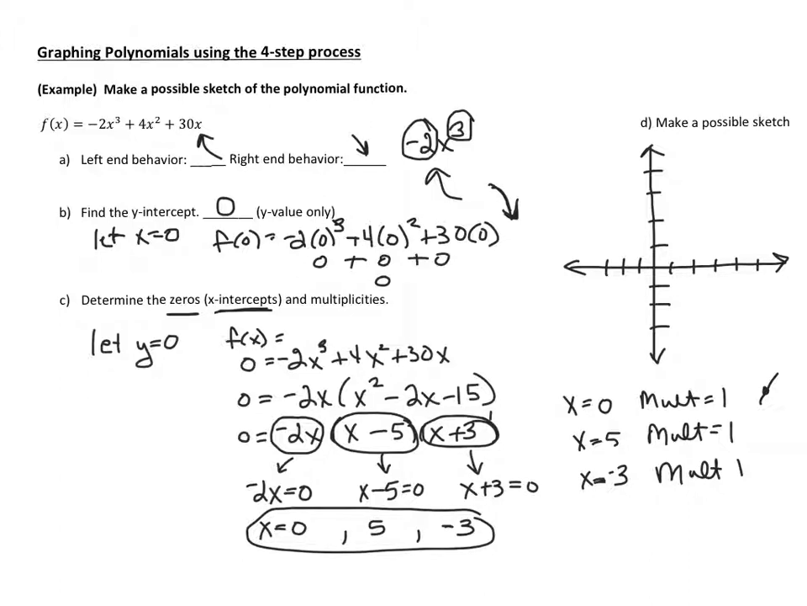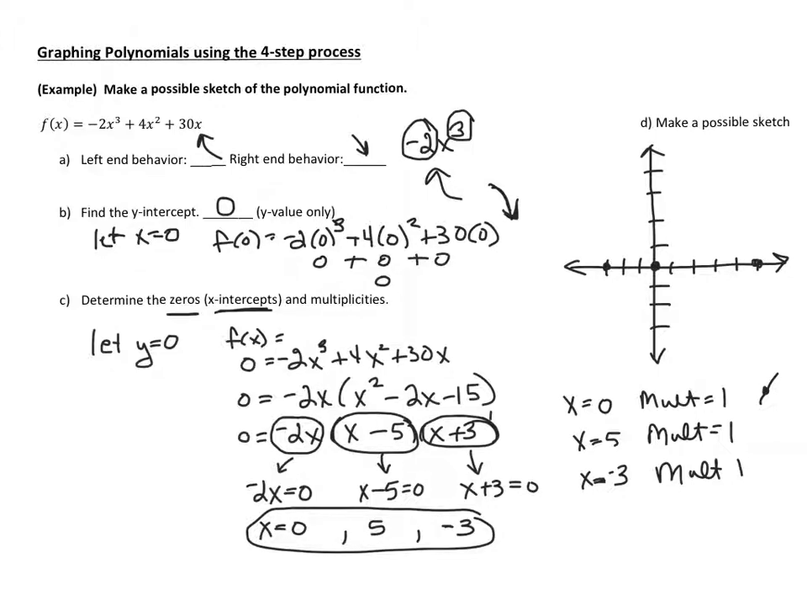We want to first plot any points that we have, and we have found from part B that we have 0 as my y-intercept, which also happens to be an x-intercept. And then we also found our zeros to be 0, negative 3, right here, and then positive 5: 1, 2, 3, 4, 5, right here. Okay, so we know the graph has got to pass through these points.